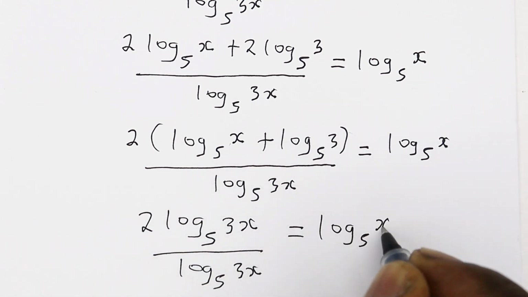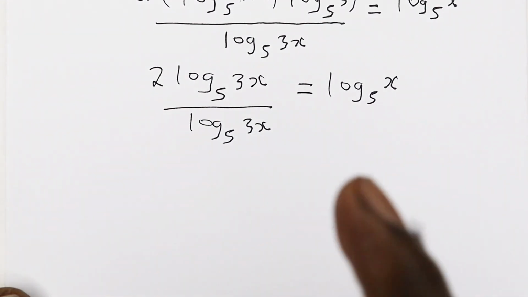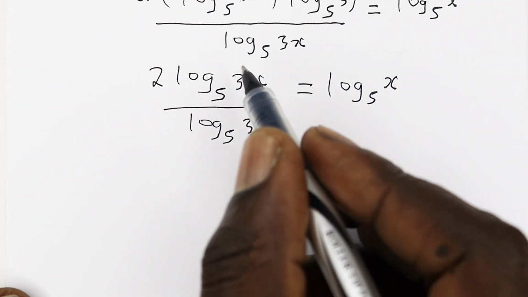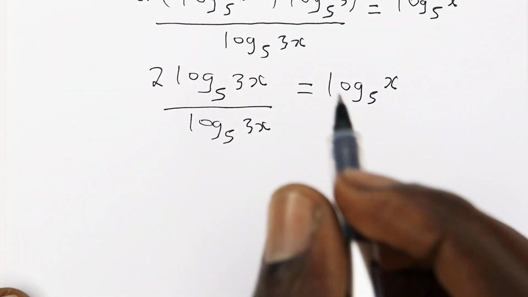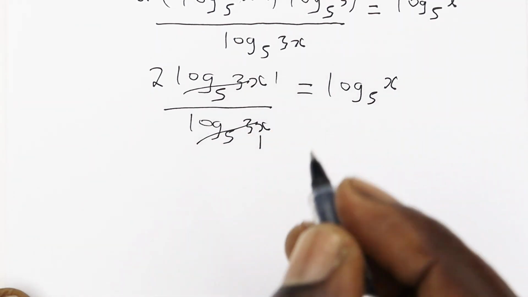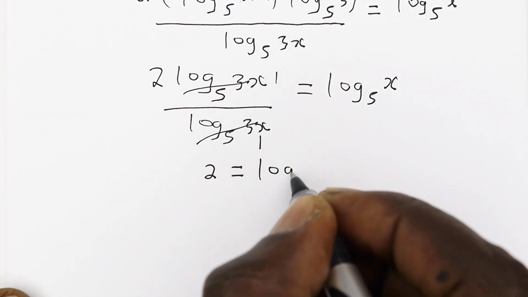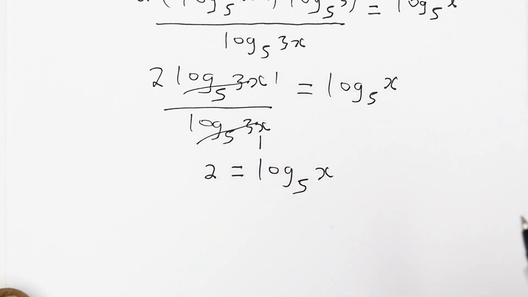As you can see on the left hand side, we have a similar term in the numerator and the denominator, so we can cancel them. So we say this one here once, there one. What we're left with is 2 is equal to log to base 5 of x.